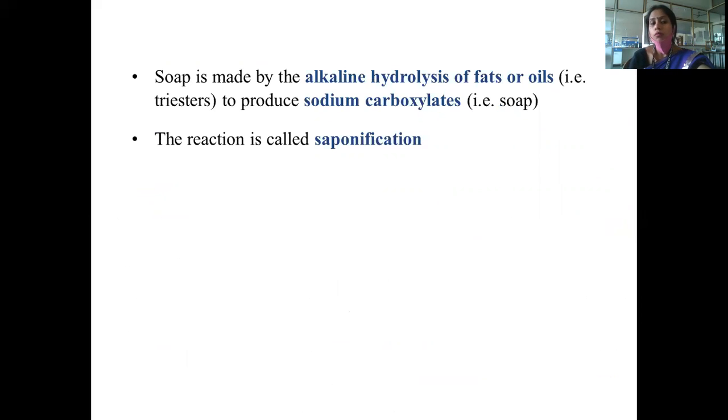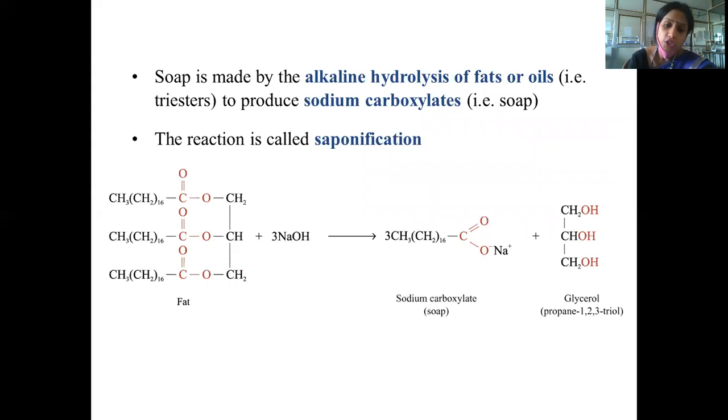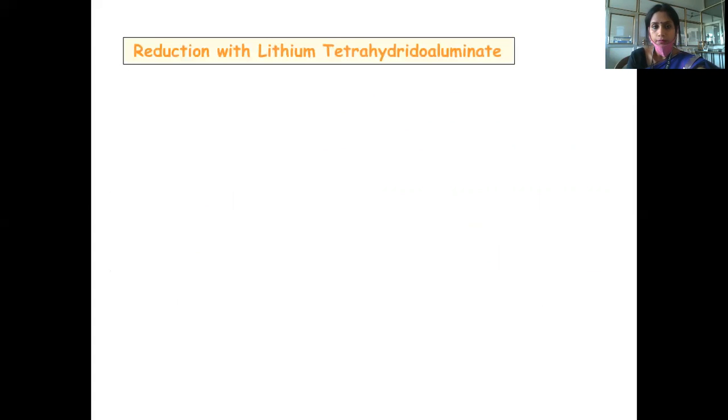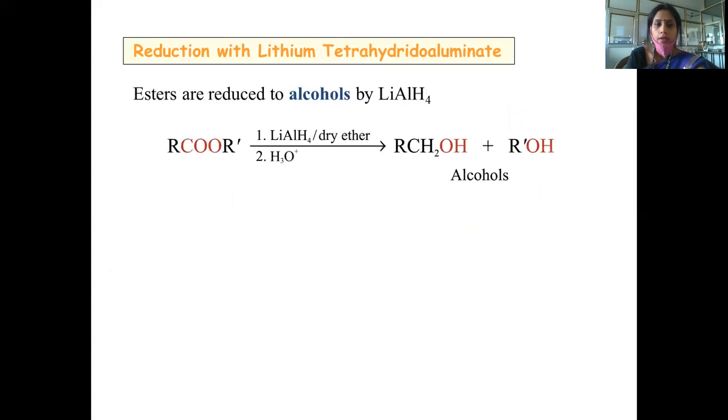Okay, now this is just for information: soap is basically made by alkaline hydrolysis of fats or oils to give the sodium carboxylate, and this reaction is also named saponification. And the reaction is given. So if there is fat, it is reacted with 3 moles of NaOH to give soap, that is sodium carboxylate, and glycerol. Then esters, if we see how they get reduced, they get reduced to give alcohol, like 2 kinds of alcohol we get.